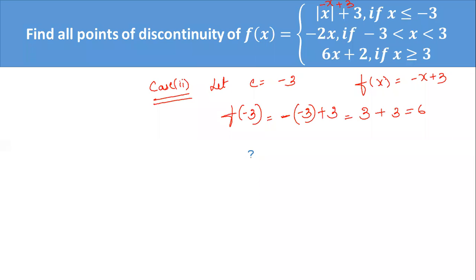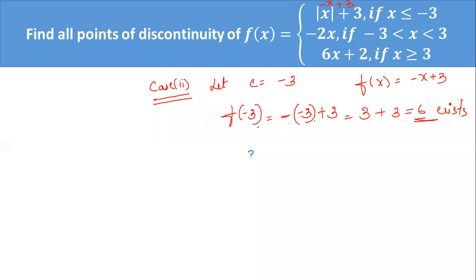In place of x, we are putting minus 3, keeping the minus as it is. Okay, so minus into minus becomes plus. So plus 3 plus 3 is 6. So 6 is a definite number. So clearly f of minus 3 exists.